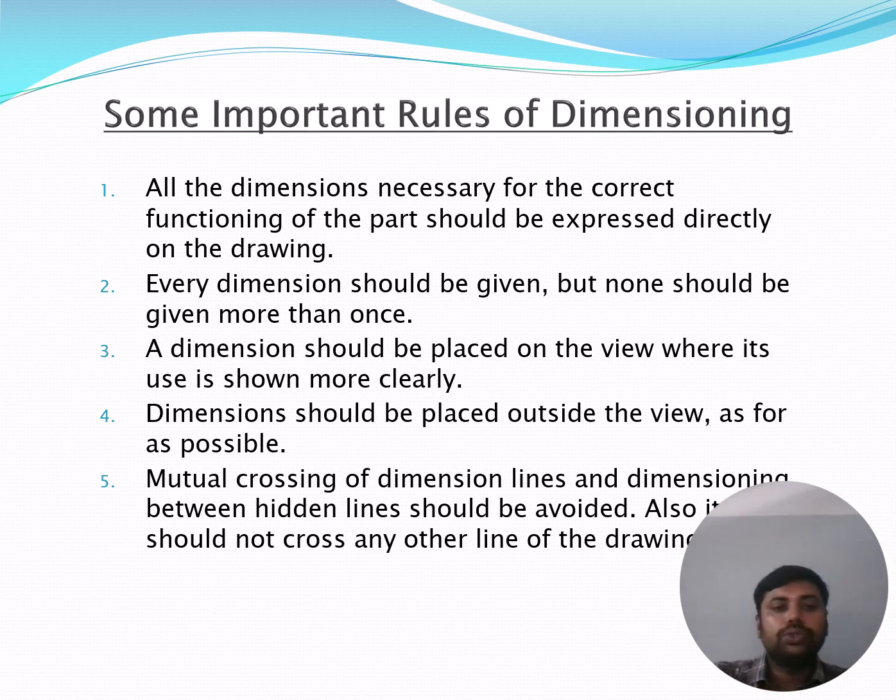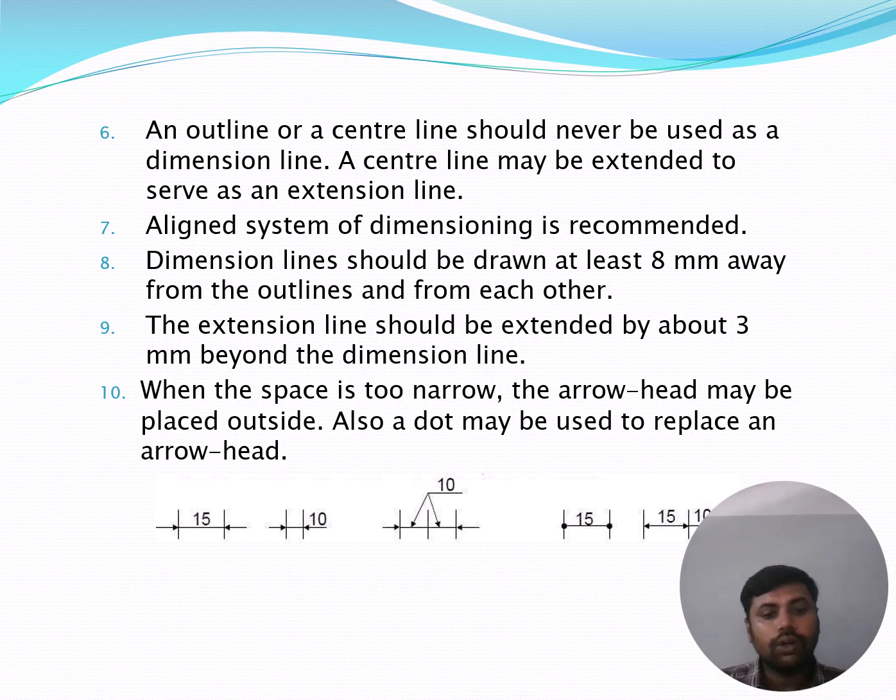When coming to the rules, all the dimensions necessary for the correct functioning of the part should be expressed directly on the drawing. Every dimension should be given, but none should be given more than once. A dimension should be placed on the view where it is shown more clearly. We must give clear dimensions only. Dimensions should be placed outside the view as far as possible. Mutual crossing of dimension lines and dimensions between hidden lines should be avoided. Avoid any crossing lines. An outline or center line should never be used as a dimension line.